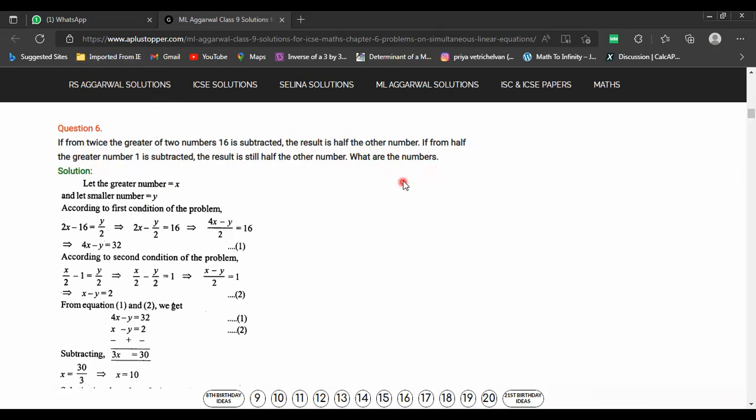So if from twice the greater of two numbers 16 is subtracted, the result is half the other number. If from half the greater number 1 is subtracted, the result is still half the other number. What are the numbers? This is also very easy. So here they said greater number, other number. If one number is the greater one, the other number is going to be the smaller one, isn't it?